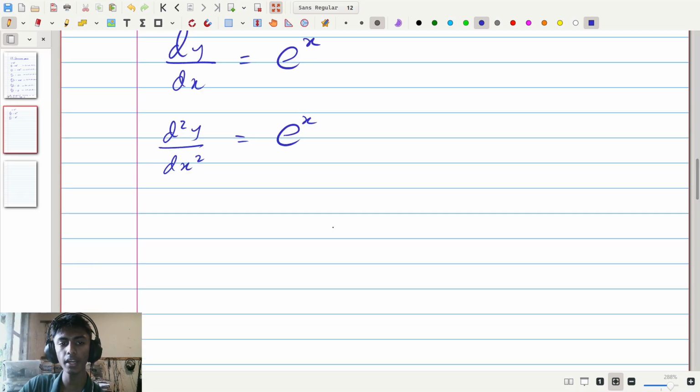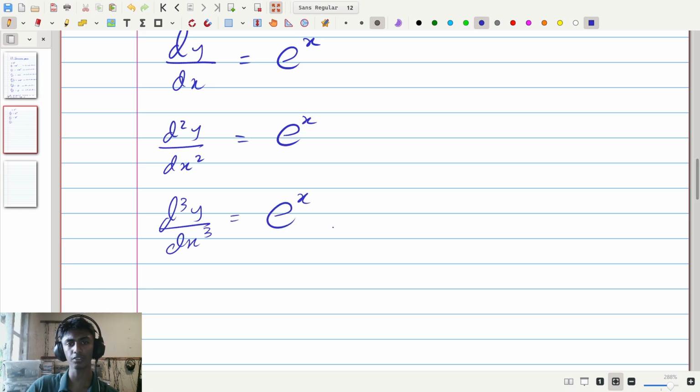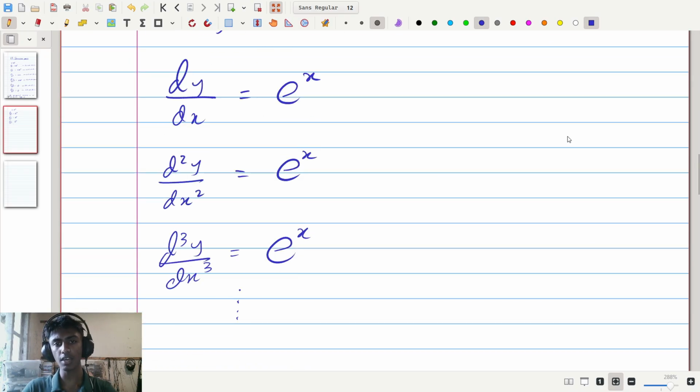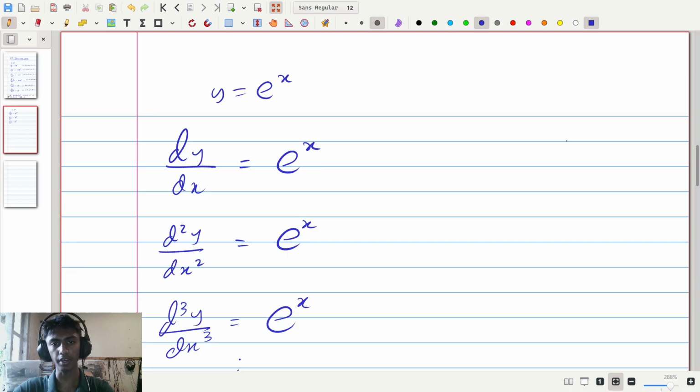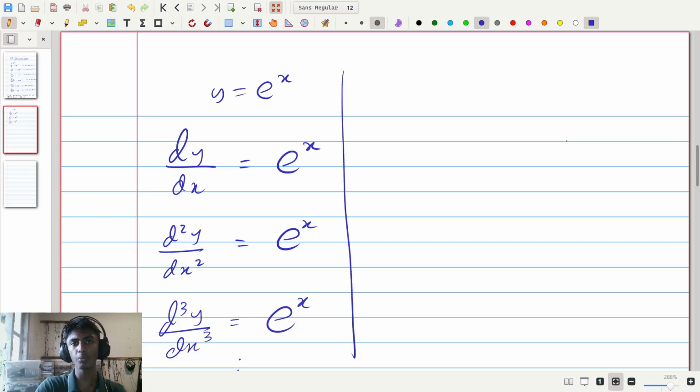If we do it again, d cubed y by dx cubed of e to the power of x is still going to be e to the power of x. In fact, this continues indefinitely. E to the power of x is going to stay as e to the power of x forever. Some other functions which have this behavior are sine x and cosine x. However, unlike e to the power of x, which is constantly e to the power of x, sine x and cosine x have a certain changing nature when you take their derivatives.